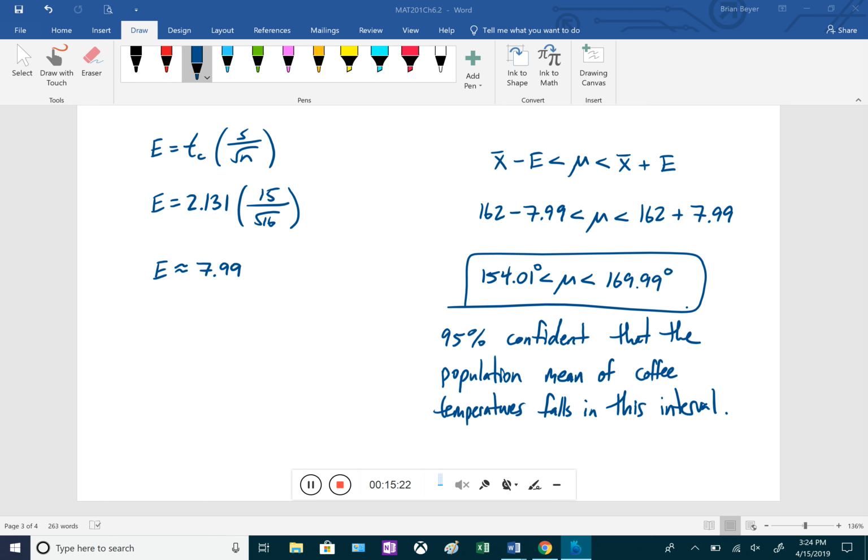Okay, so this one's actually more realistic than using the z-distribution in real life statistics, because we usually don't have the population standard deviation, which forces us to calculate the sample standard deviation and do it this way. Okay, so that is it for this section.